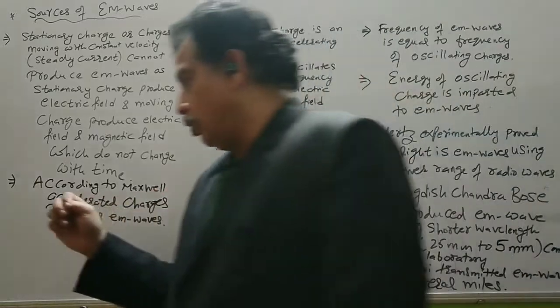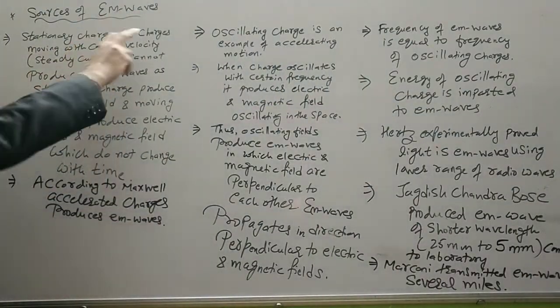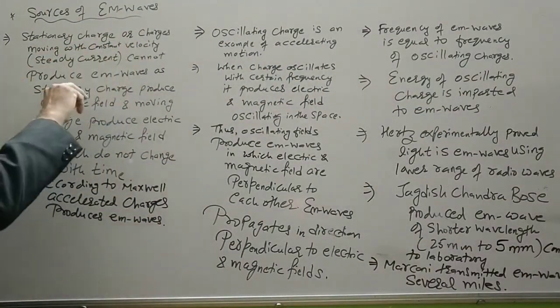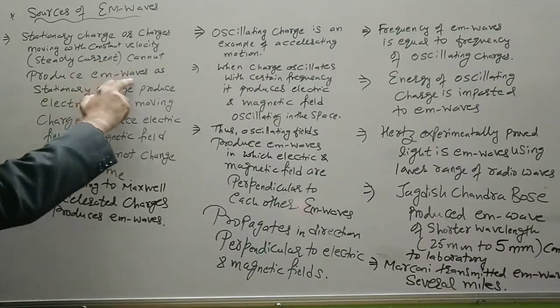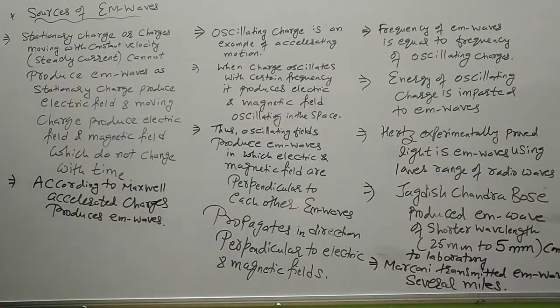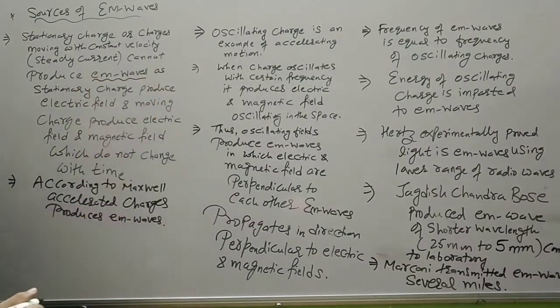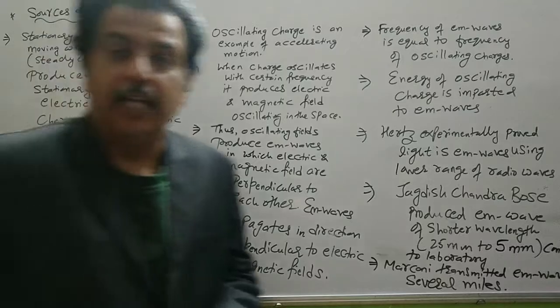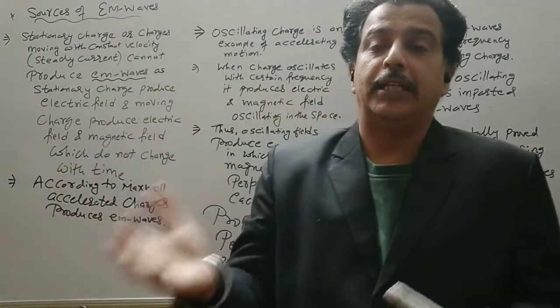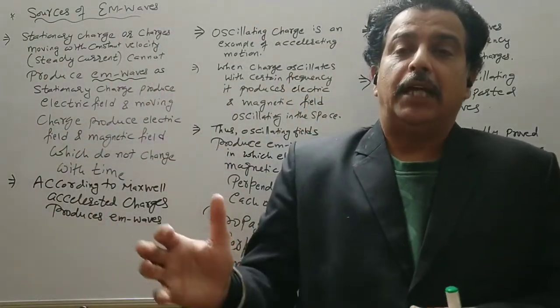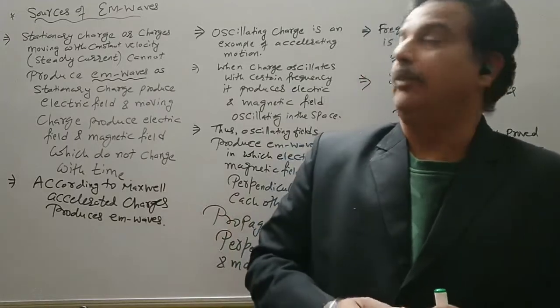Now this concept: we know that a stationary charge, or a charge moving with constant velocity, cannot produce electromagnetic waves. In the introductory part of electromagnetic waves, we understood that a time varying electric field produces a time varying magnetic field, and a time varying magnetic field produces an electric field, that is, an oscillation of the electric and the magnetic field.